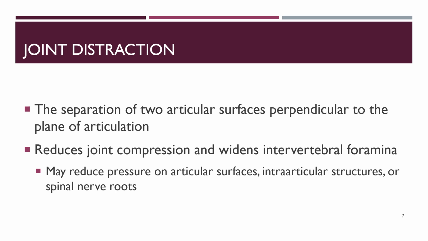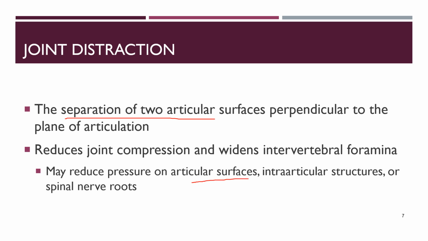So let's talk about joint distraction now. What is joint distraction? It is exactly what it sounds like. It's the separation of two articular surfaces perpendicular to the plane of that articulation. We can use mechanical traction to reduce joint compression and widen that intervertebral foramina, like I just showed you on the previous slide. This also, if we get this joint distraction, may reduce pressure on the articular surfaces.